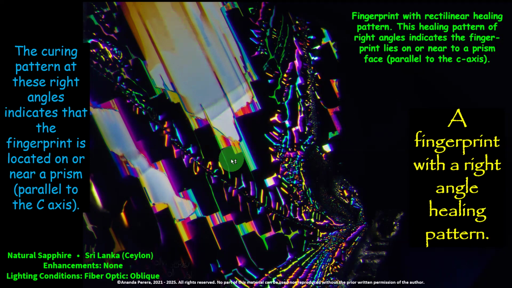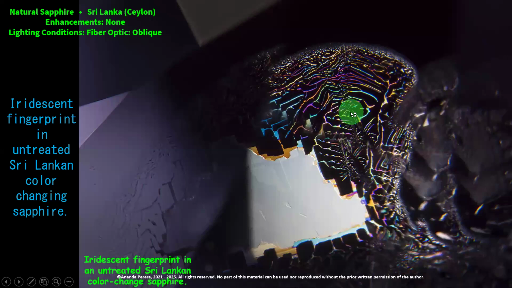We learn when it is not parallel to the C-axis, another shape will be seen. So remember this. If it is parallel to the C-axis, it tells us this stone is a natural stone. Here, the lighting condition is fiber optic oblique.